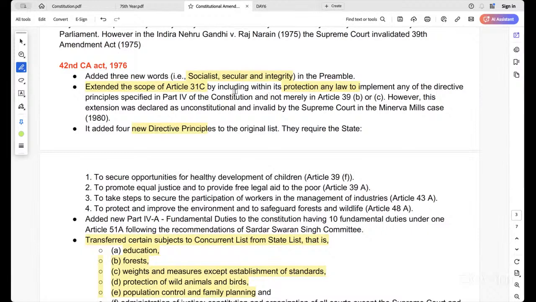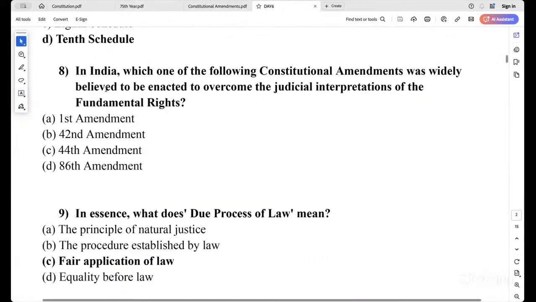See here, by including within its protection any law to implement any of the directive principles, it cannot be void. That is what this amendment gave. So that is why in this question, both the First Amendment and the 42nd Amendment are right. Clear?